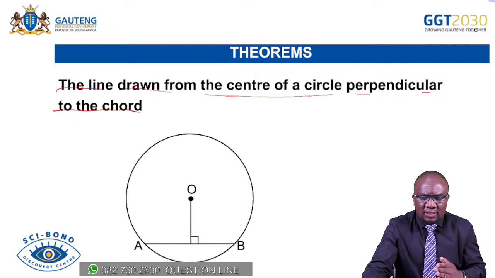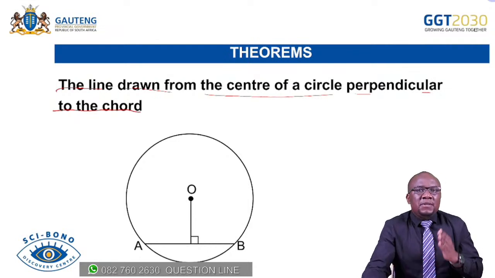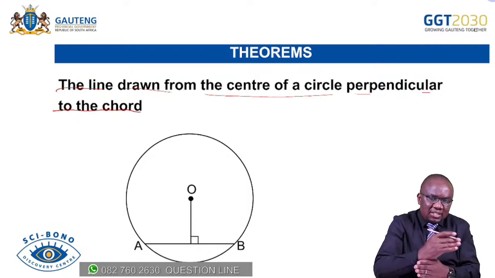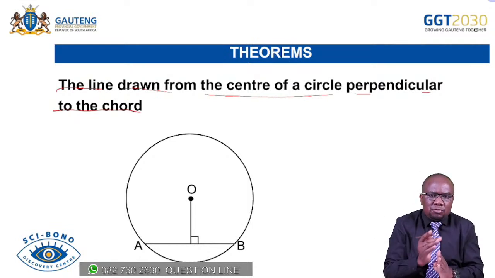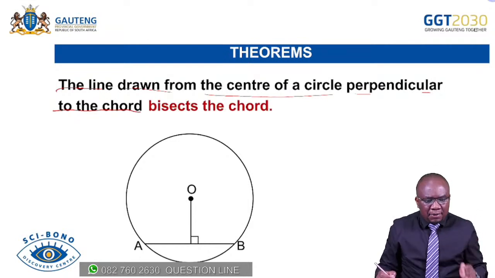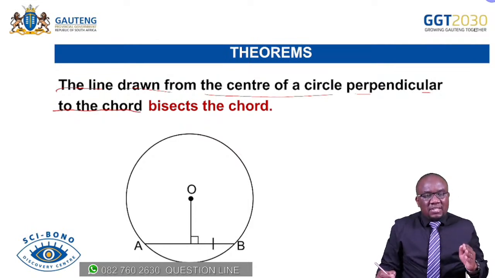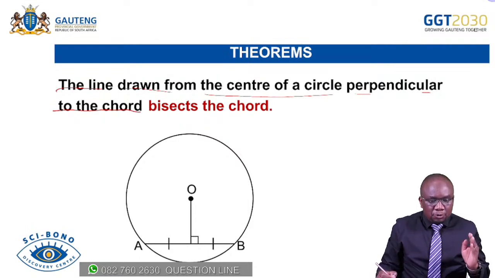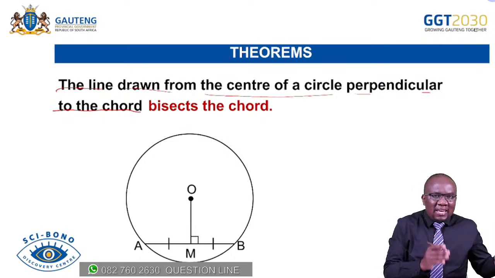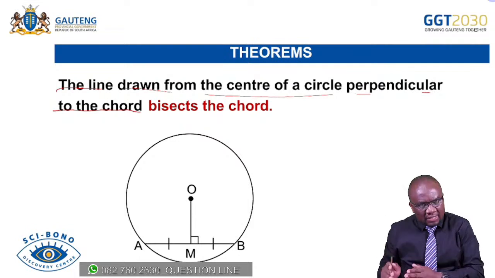It bisects the chord. It means it cuts the chord into 2 equal parts. Bisecting means you are cutting the thing into 2 equal parts. So a line drawn from the center of a circle perpendicular to the chord bisects the chord. So here we have 2 parts. AB is cut into 2 equal parts, and AM is equal to MB.